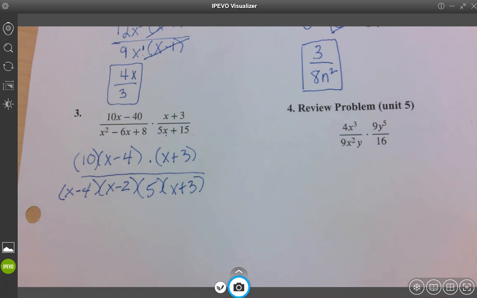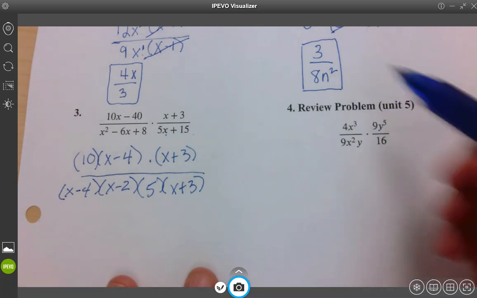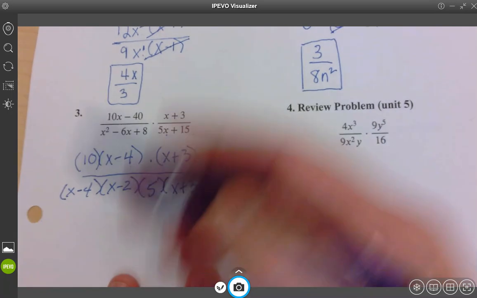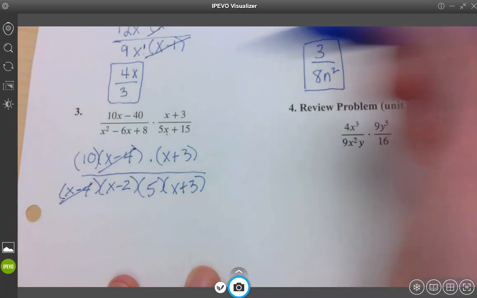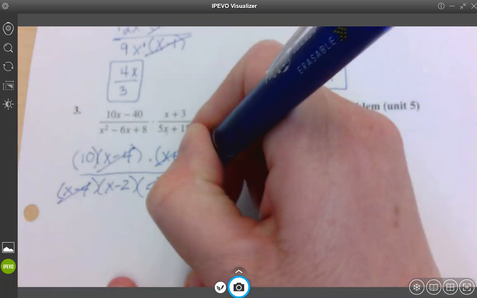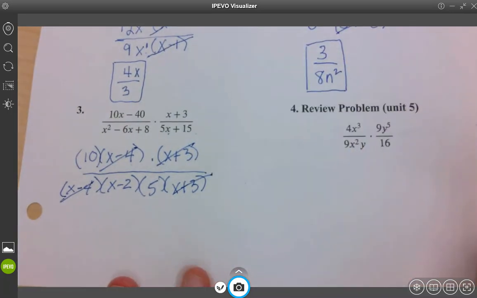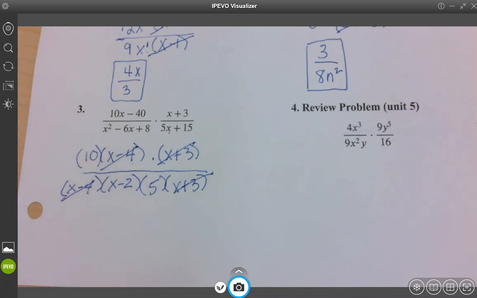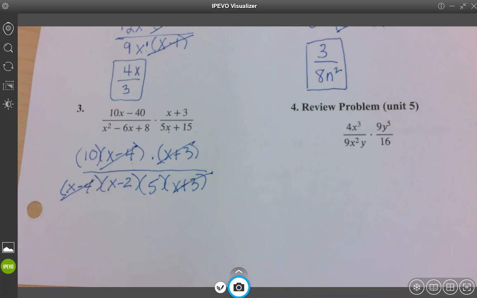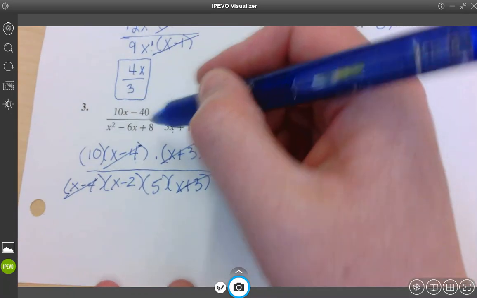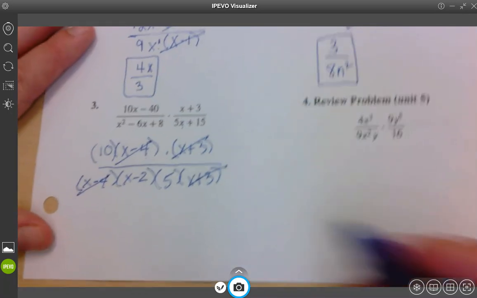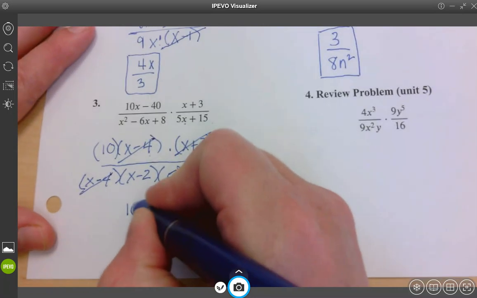So some of these will cancel. Well, one will cancel easily, right? 2 of them will. The x minus 4 and the x minus 4. The x plus 3 and the x plus 3. What else? The 5 and the 10, good. So the 10 divided by 5 will give us what? 2. All right, I'm going to actually write that step out because I think some people are having trouble with all the work that we're doing in one step.